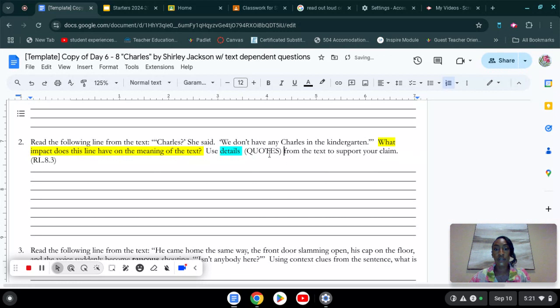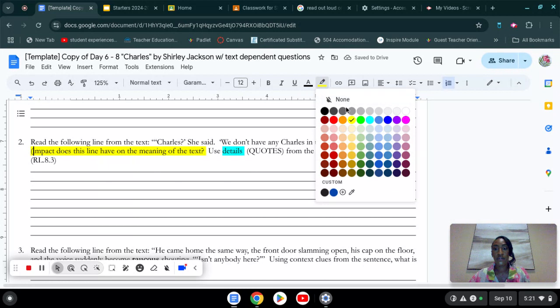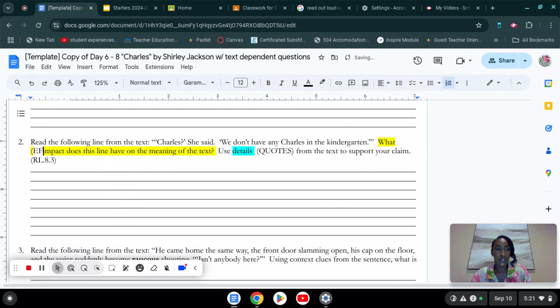So details mean quotes. And then the word impact, when it's asking you, well, what impact does it have? It's asking you what effect. So I'm going to put the word effect here in all caps. So that's what the question is asking. What effect does this quote have on the entire story?